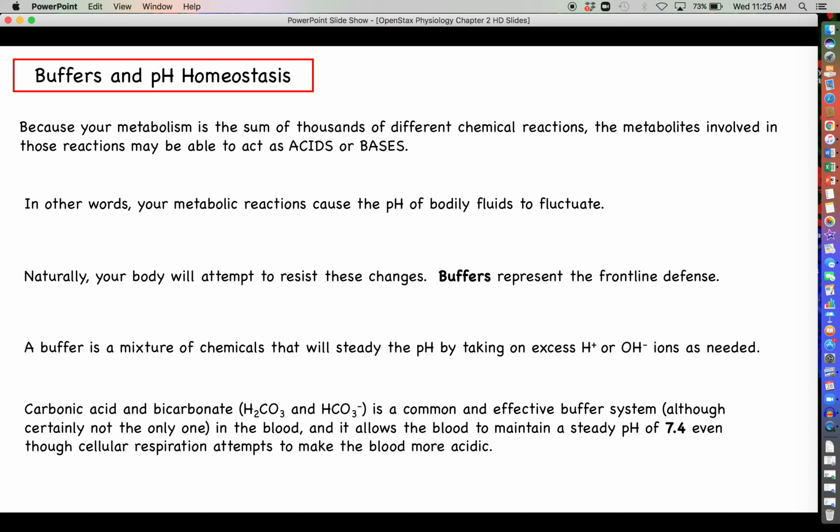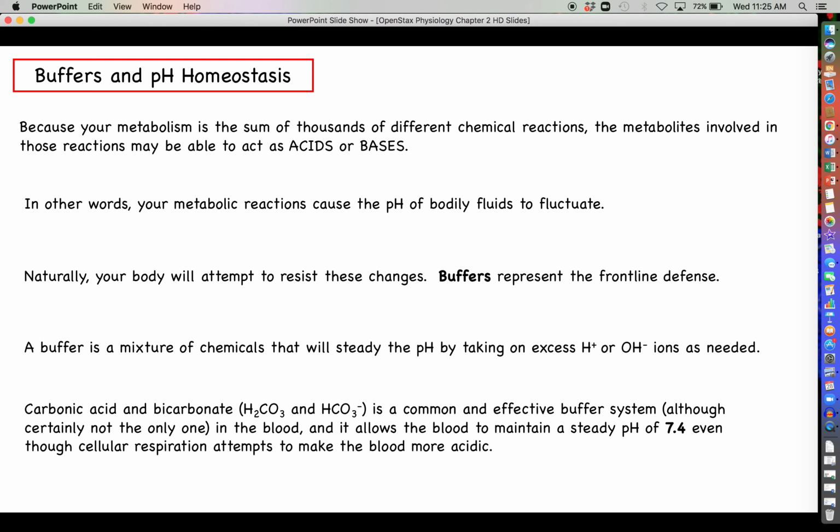One of the most common buffering systems, not the only one, but one of the most common and effective ones in the human body, is the carbonic acid and bicarbonate system. Carbonic acid is H2CO3 and bicarbonate is HCO3-. Not that it's terribly important, but this is an example of a buffering system that uses a weak acid, which is carbonic acid, and its conjugate base.